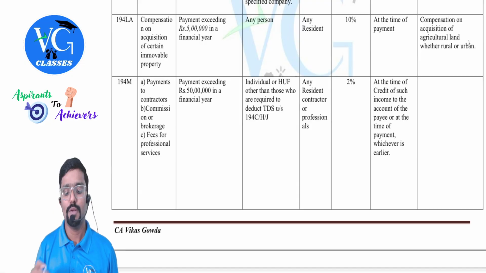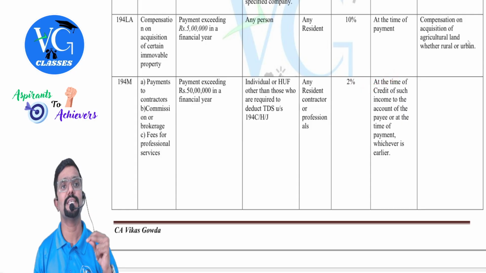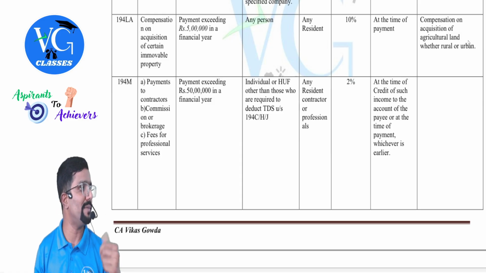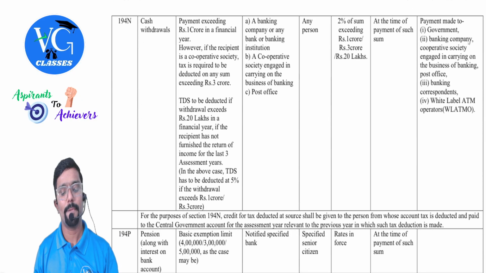Okay. Who is the payee? Any resident contractor or professionals. What is the rate of TDS? 2%. When TDS has to be deducted, guys? At the time of credit to the account of the payee or at the time of payment, whichever is earlier. Okay. Next, 194N.